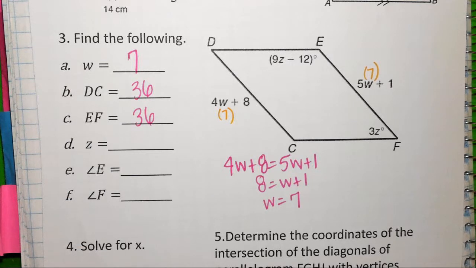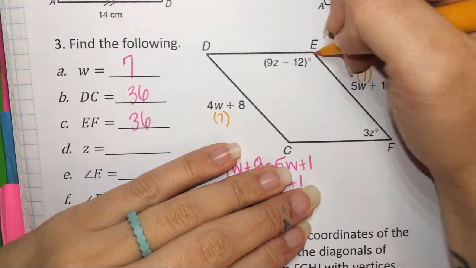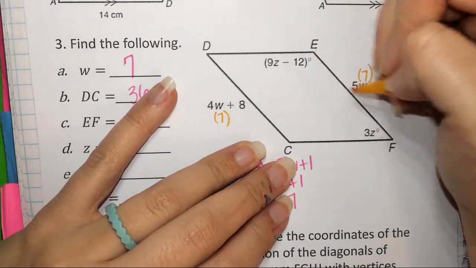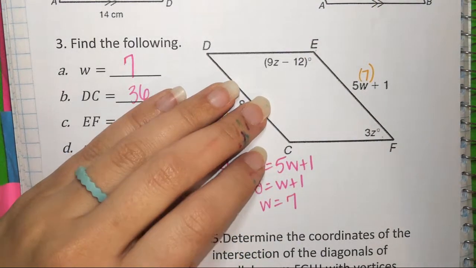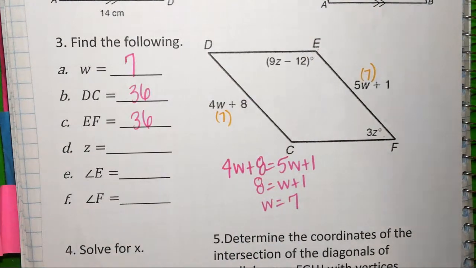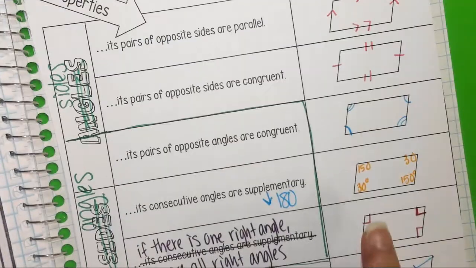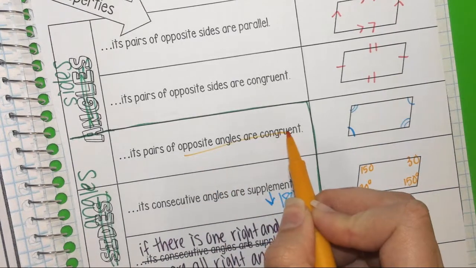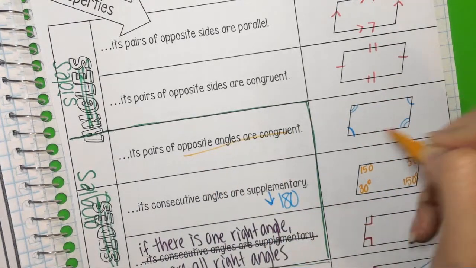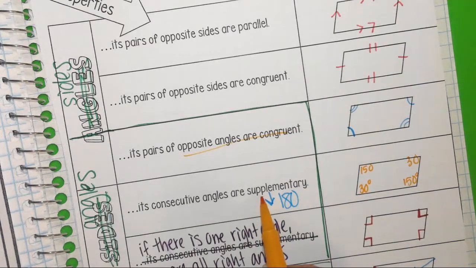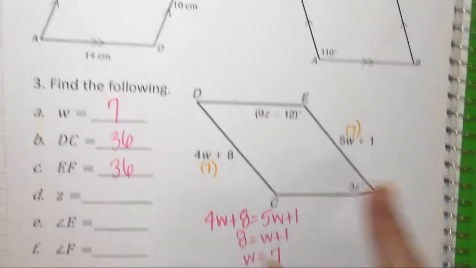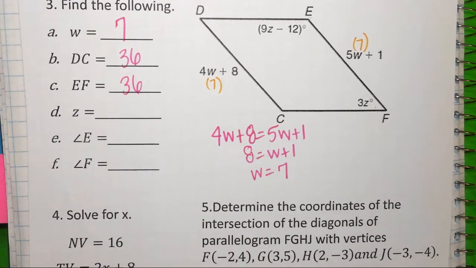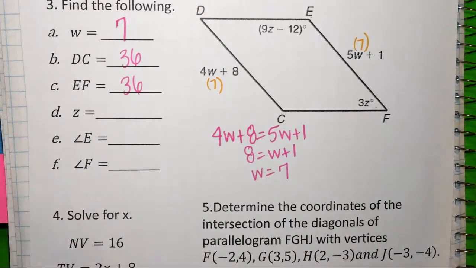Thank you. Now, angle E and angle F are not congruent, but what are they? They're consecutive, which means they're also supplementary. Make sure you pay attention to that. Look at the stuff about your angles. It says opposite angles are congruent, not angles that are side by side. Angles that are side by side are supplementary. So what would we do with these two angles? We would add them together and set it equal to 180.